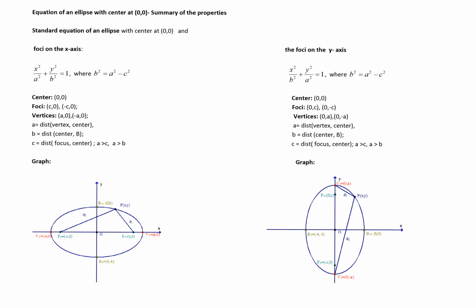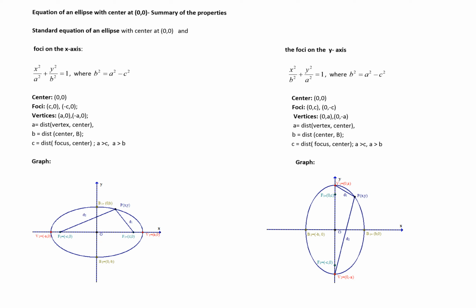The b is the distance between the center and the point on the minor axis. The relation between a, b, and c is still the same. The only noticeable difference is in the shape of the ellipse. Because of the different position of the major axis, the ellipse with foci on the x-axis is longer than wider. The ellipse with the foci on the y-axis is wider than longer.